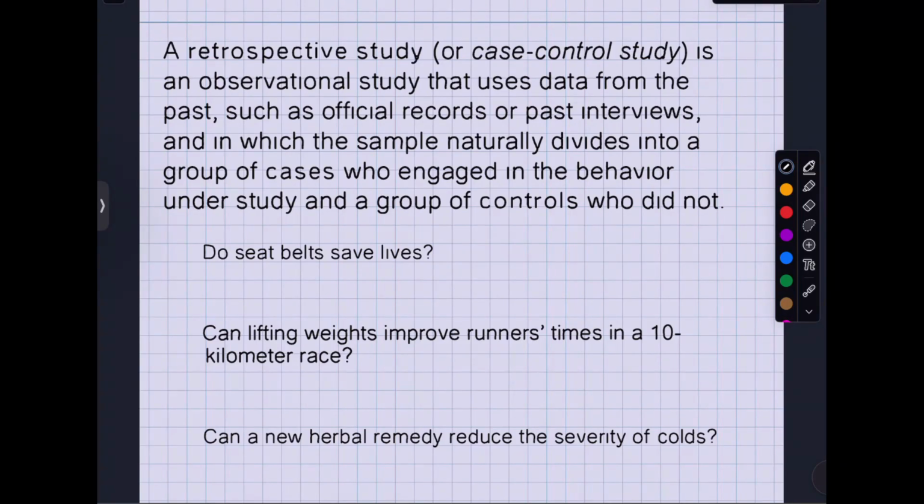But I'm trying to see where I came up with these questions, though. I came up with these questions for a reason.